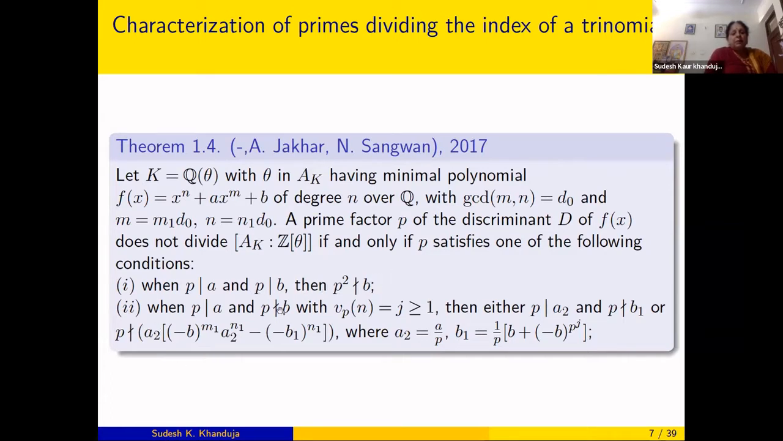When p divides a and p does not divide b, and v_p(n) stands for the highest power of p dividing the number n, with j greater than or equal to 1, then either p divides a2 and p does not divide b1, or p does not divide a2 multiplied by this expression, where a2 is a1 by p and b1 is 1 over p times b plus or minus b to the power p to the power j.